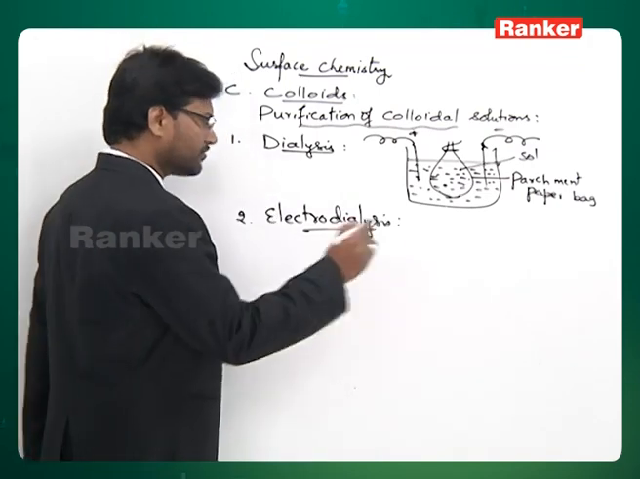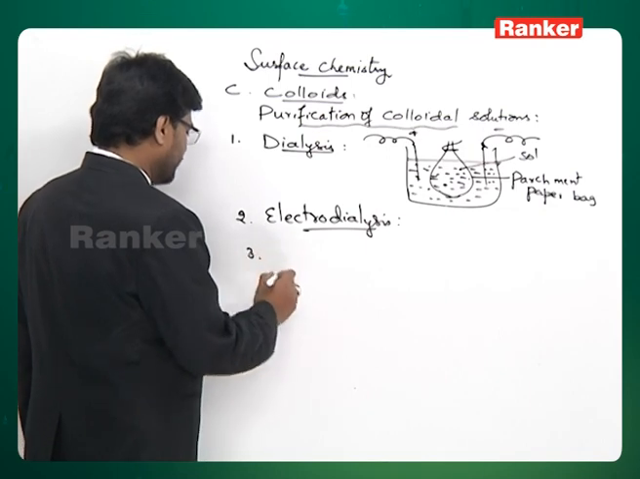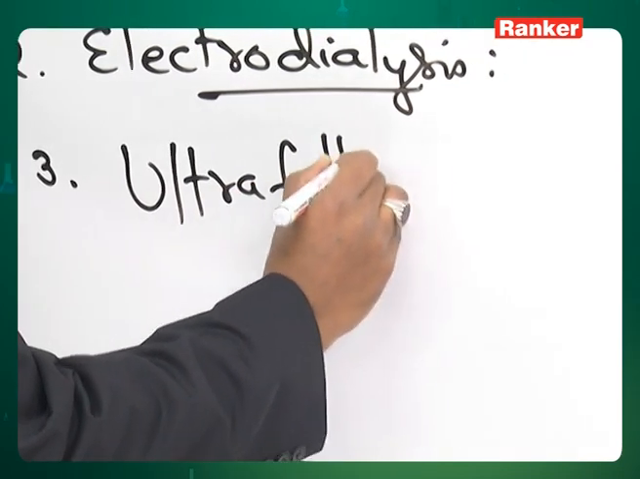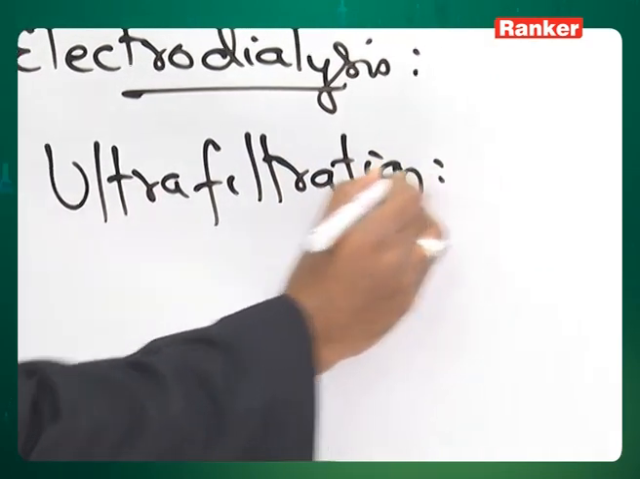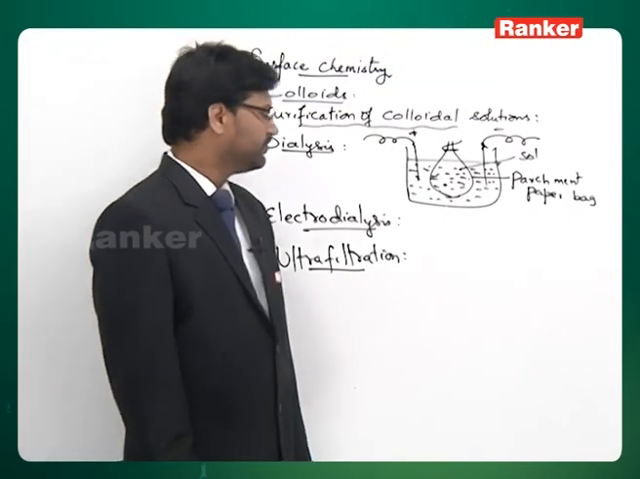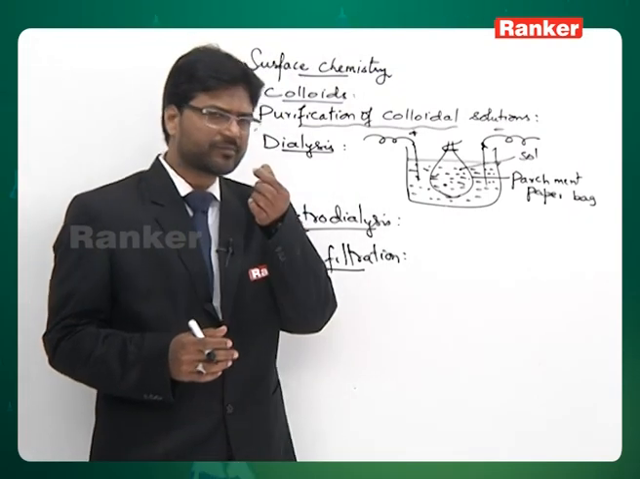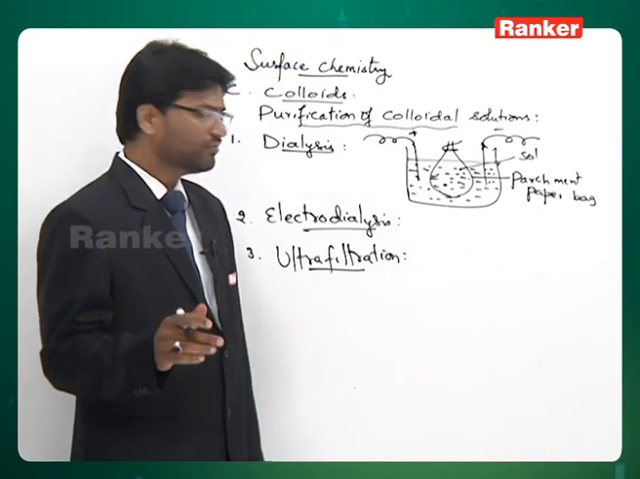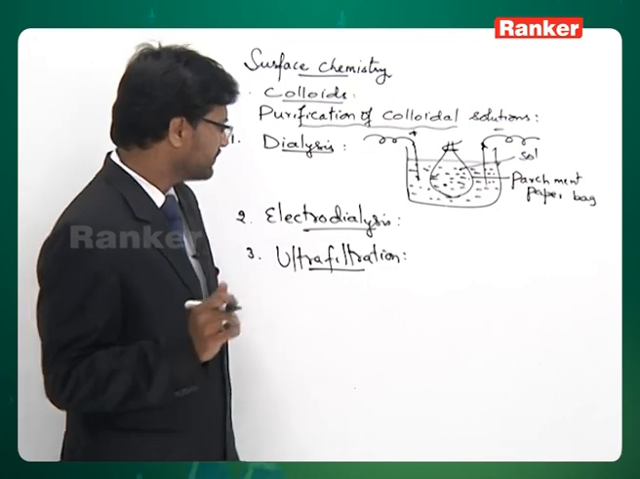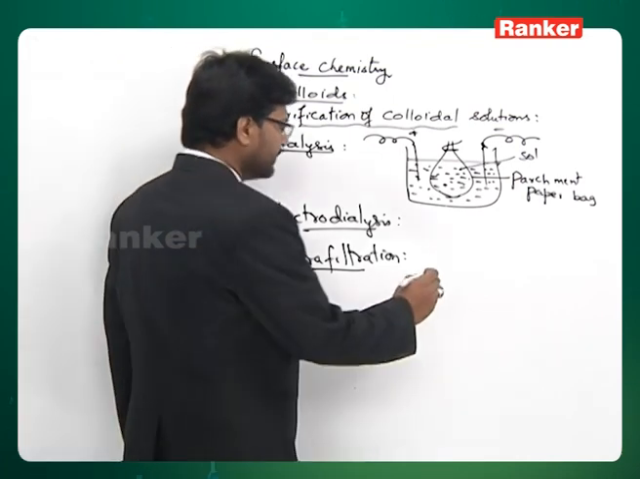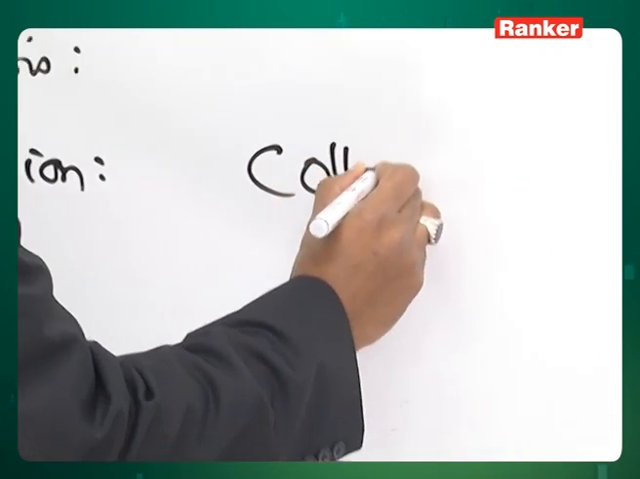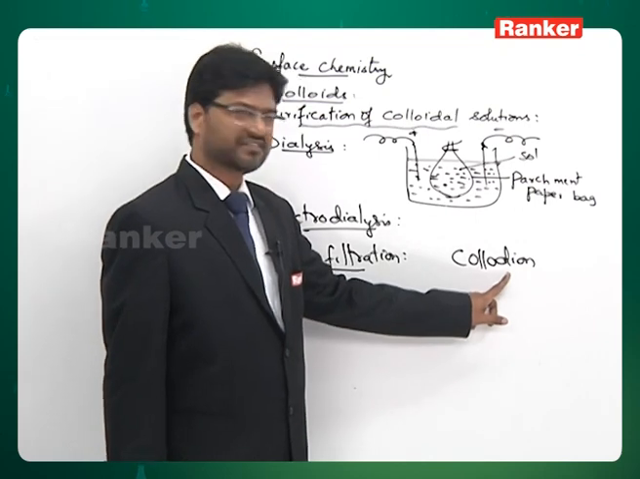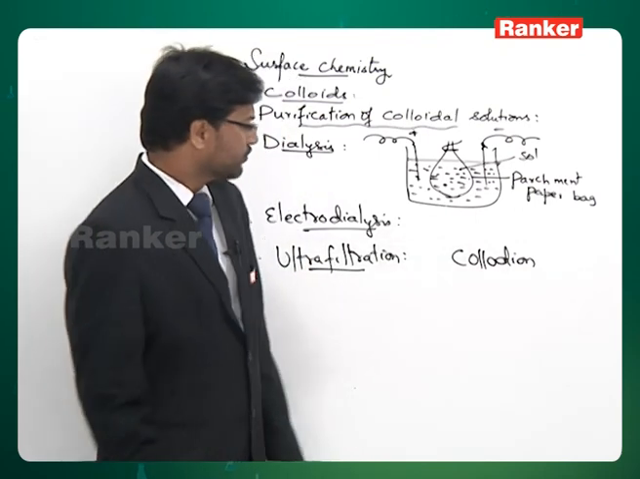That is electrodialysis. Then you have another method, ultrafiltration. See, if you use ordinary filter paper, the pore size will allow colloidal particles to pass through it. But here we need to use a special filter paper, that is ultra filter paper. What you need to do is dip ordinary filter paper in a substance called as collodion.